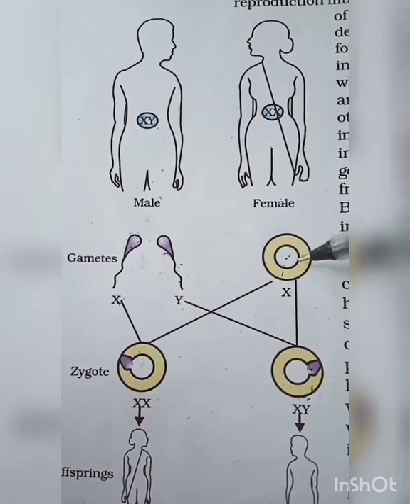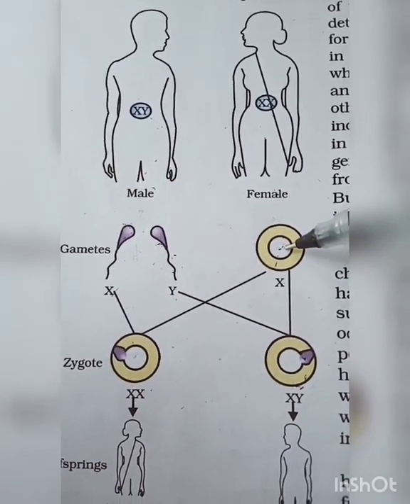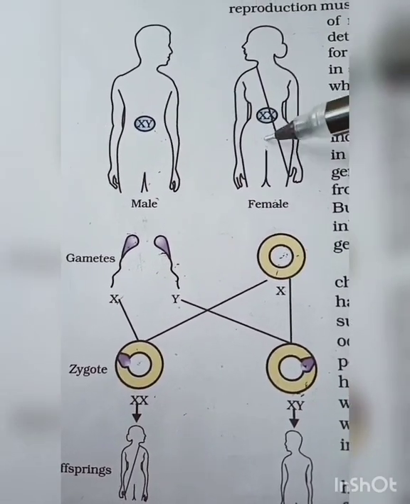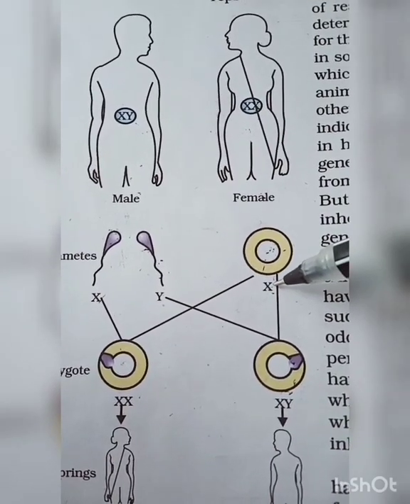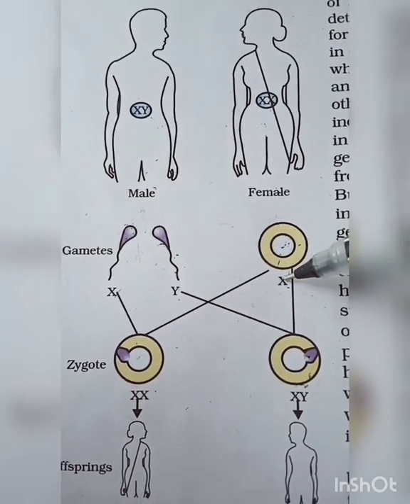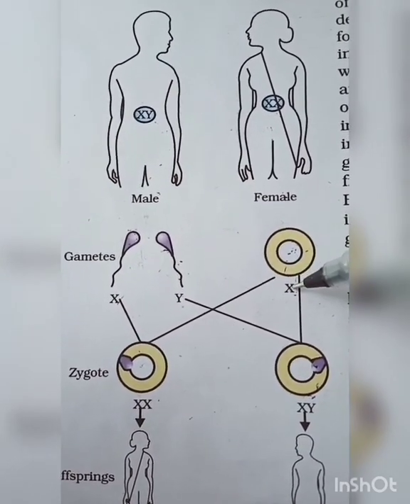Female can produce ovum as their gamete, but a female only produces one ovum in a month. That ovum contains only one type of chromosome, that is the X chromosome, because the female has XX chromosomes. So in the ovum, only one type of chromosome is present, that is the X chromosome.